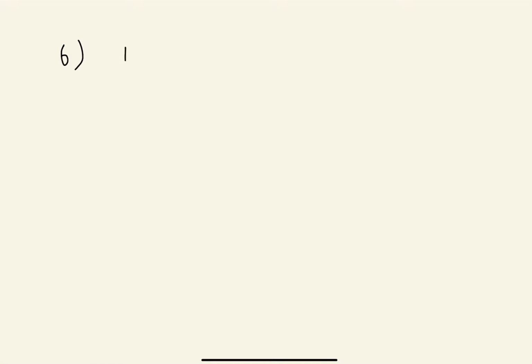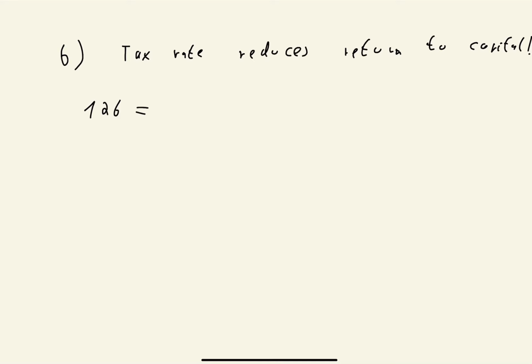So the tax rate reduces the return to capital by 25%. The condition in which the marginal benefit is equal to the marginal costs is now slightly different. There is no change with respect to the marginal cost. It's still 126. But what we get is that each marginal benefit will now be reduced.